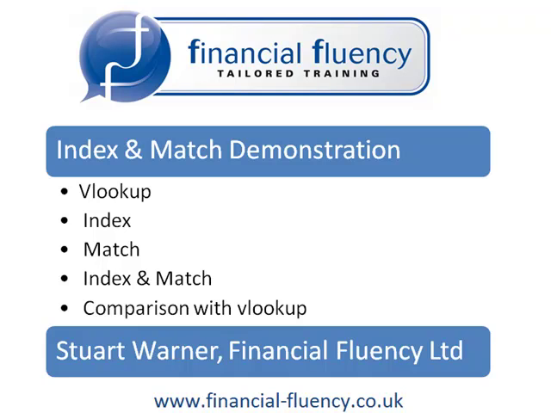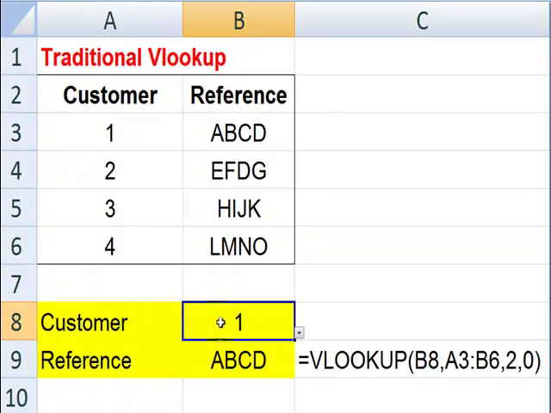So that's the basic what we're going to do. Have a look at VLOOKUP, index by itself, match by itself. We'll look at both index and match, and then we'll compare it back to VLOOKUP. It will take about 6 minutes in all, and I'm using Excel 2007.